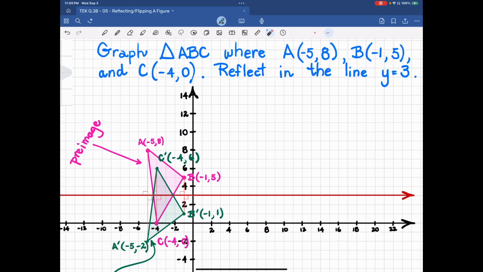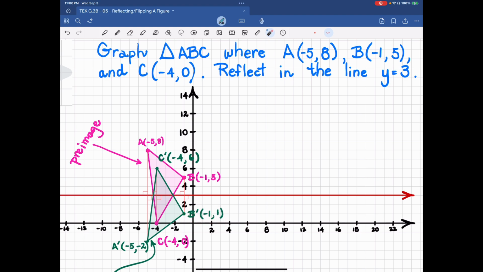I'm going to look at my B. I'm going to draw a perpendicular line from B to the line of reflection. When I do that, I'm going to then measure how big is that line segment I just drew. Well, it is 2 units big. So how far below the line of reflection are we going to have to go to find our reflected point? Yeah, 2. 1, 2. And so our B prime is going to be right here, 2 units below the line of reflection. So here's B prime. And we know the coordinate is negative 1, positive 1.